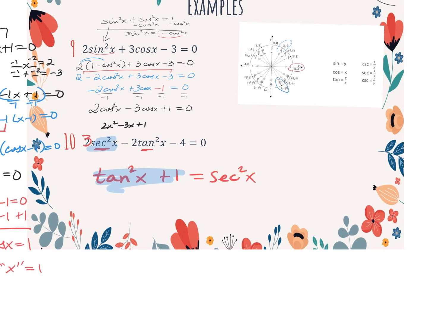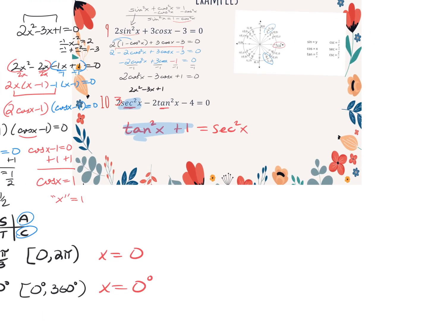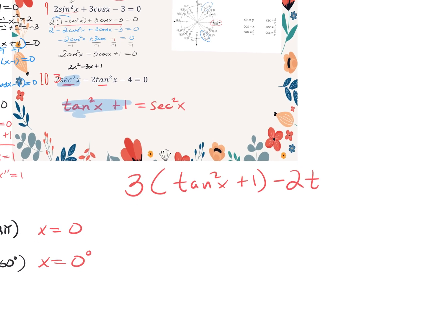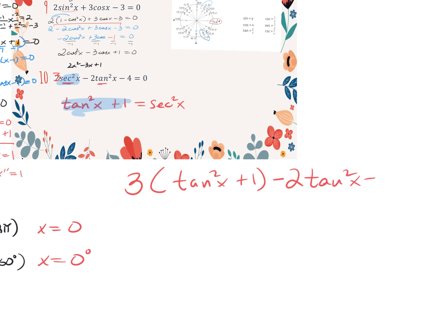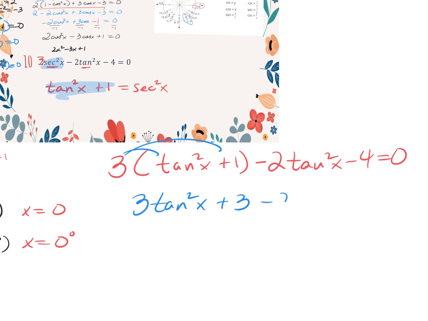So let me come over here to this. I'm going to come down here at the bottom so I have lots of room. So I'm going to replace secant now with tangent squared x plus 1. Rewrite the rest of the problem. So the minus 2 tangent squared x minus 4 equals 0. I need to distribute the 3. So this becomes 3 tangent squared x plus 3. Rewrite the rest of the problem.